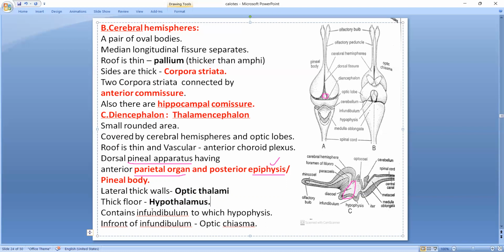Pineal body. Right. So anyway, in the ventral region it contains what we call the infundibulum, which is bilobed type, to which the hypophysis is attached. Hypophysis is nothing but the pituitary gland.